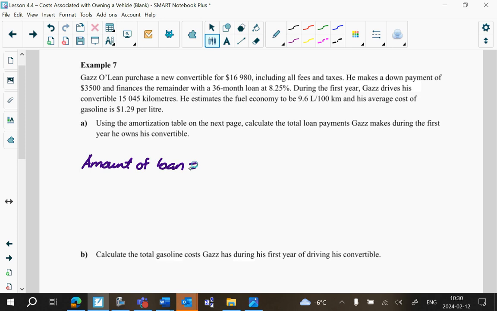$3,500. So the amount of the loan is going to be $16,980, and that includes all taxes. We're not going to have to worry about calculating those. Minus how much he puts down. So he's got to take a loan out for $13,480. Now we want to figure out how much he pays a month, and we've got to use the amortization table.